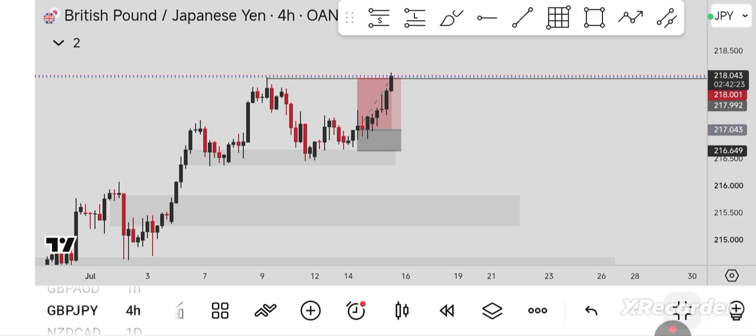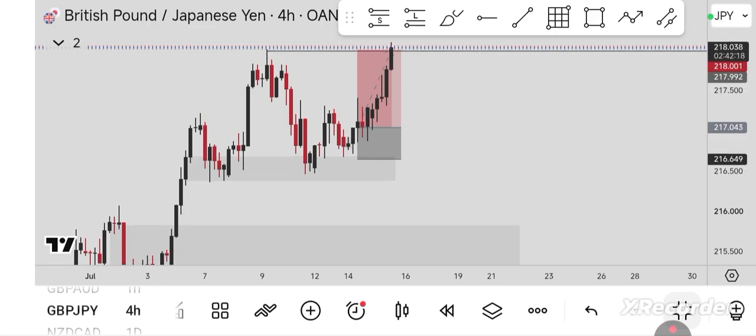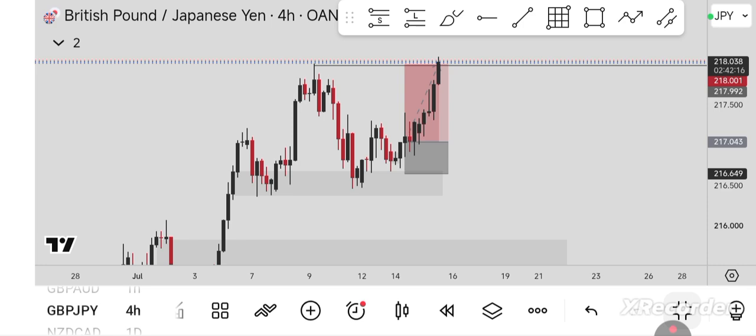Today I'll be doing a trade review on a trade I took yesterday and we hit TP today. The trade was on GBP JPY. I'm going to do a trade breakdown on how I took the trade.